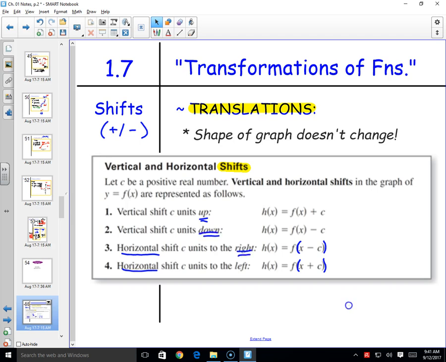So we also maybe can think of something else, in that vertical seems to be what we're used to. Just an easy way of studying it. You can say vertical makes sense. If you add on the outside, well, vertically it's going up. If you subtract on the outside, well, vertically it's going down. Horizontal.